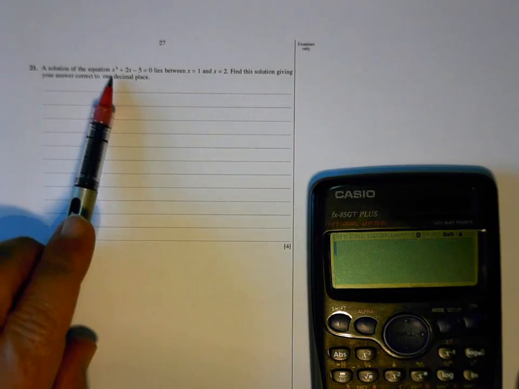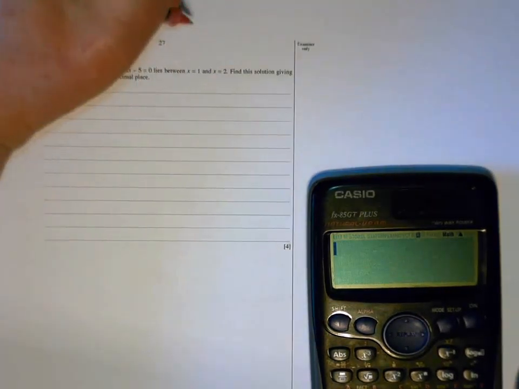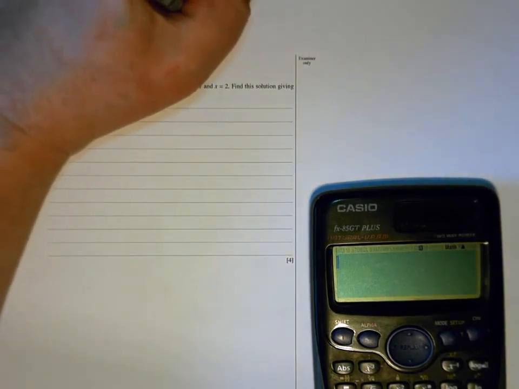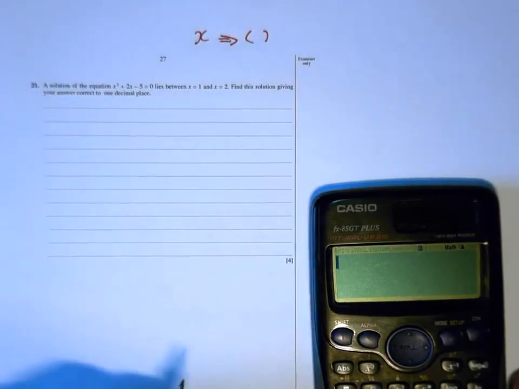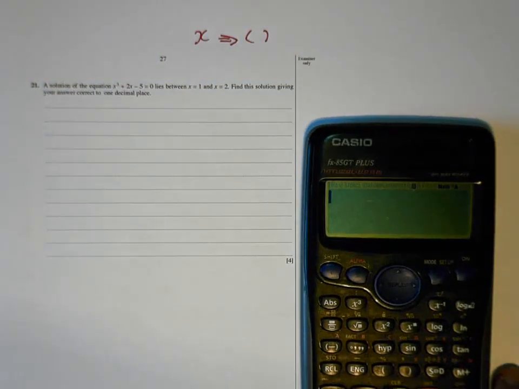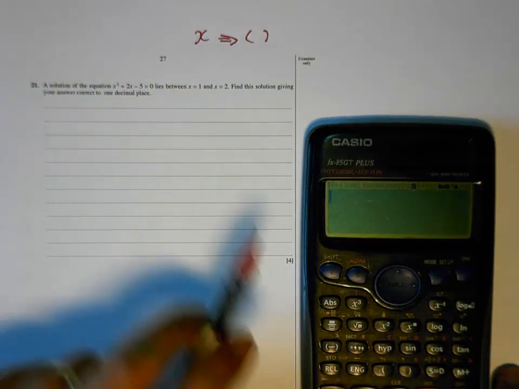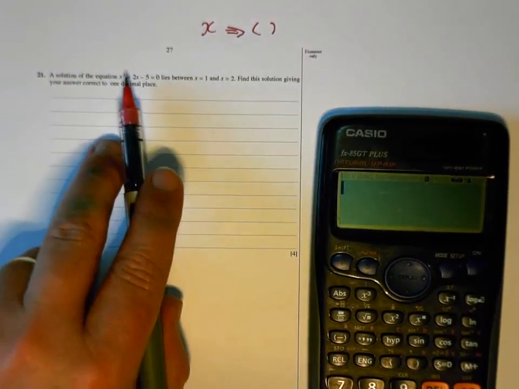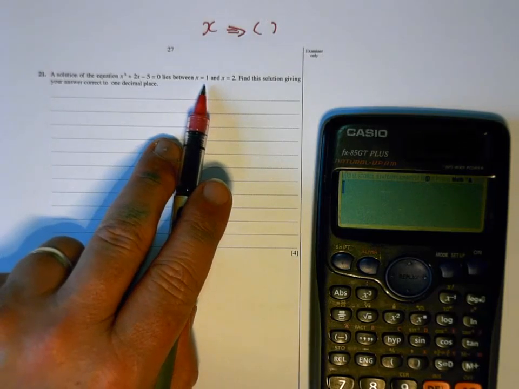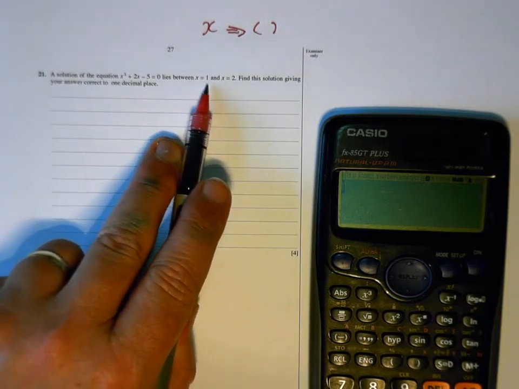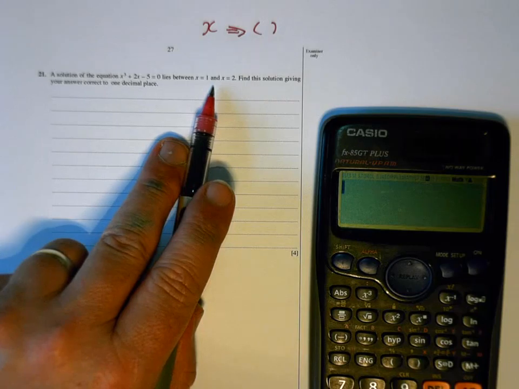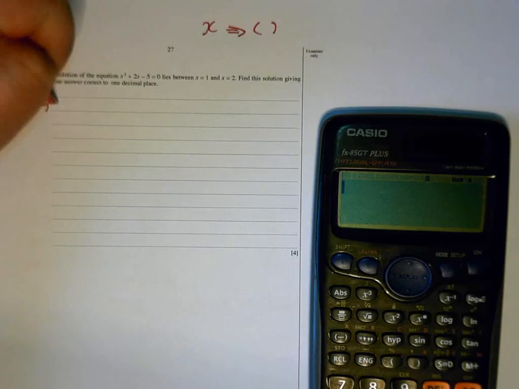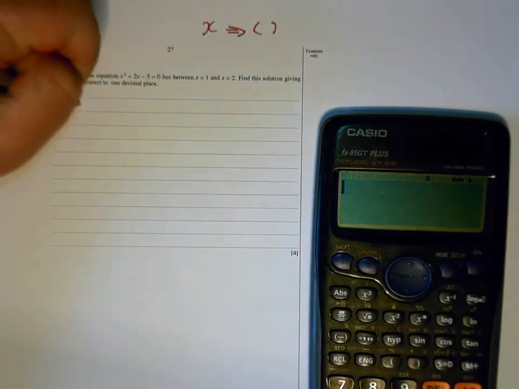Where you have an x, if you explode it outwards, it becomes a bracket. Okay, now we've got these brackets here. So where you see an x, we're going to put a bracket. Now we know that the answer to that equation is somewhere between 1 and 2, so the best place to start would be halfway. So we're going to try x equals 1.5.